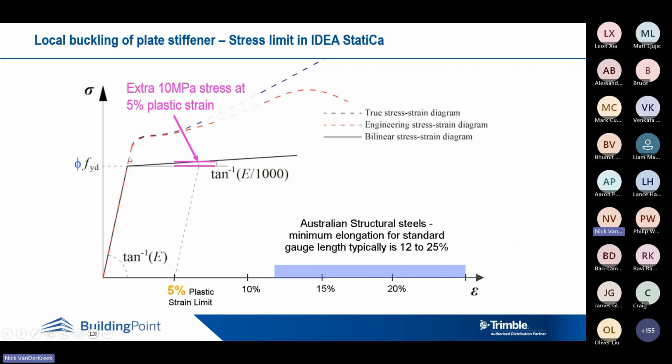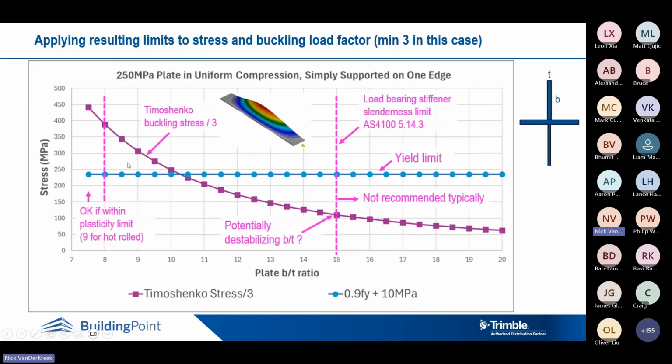We have our elastic and plastic material property, and for the full 5% plastic strain, we'll get an extra 10% stress compared to the 90% yield here. So putting all of these things together, if we have a buckling load factor of at least 3, then I'm going to take the Timoshenko stress for this plate divided by 3 and superimpose this on a graph with the maximum stress for 250 grade steel, which is 0.9 Fy plus 10 megapascals.